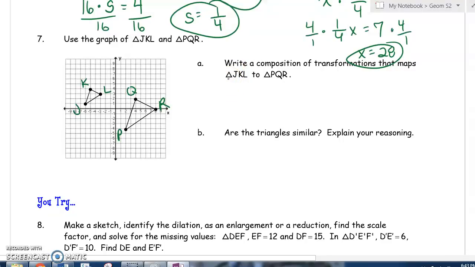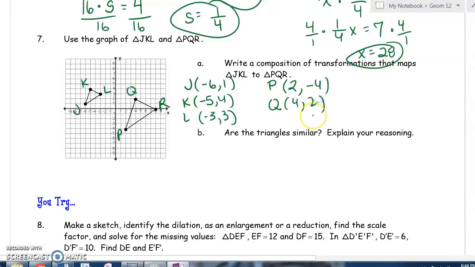All right. So what we want to do is look at the coordinates of each of these. J is located at -6, 1. K is located at -5, 4. And then L is located at -3, 3. And then we've got PQR. P is located at 2, -4. Q is located at 4, 2. And then R is located at 8, 0.